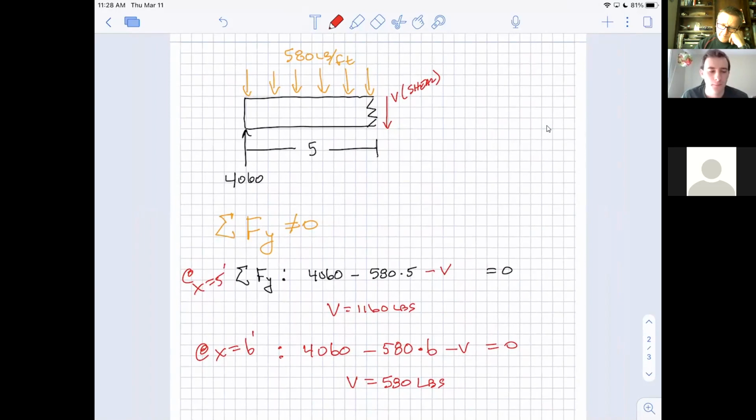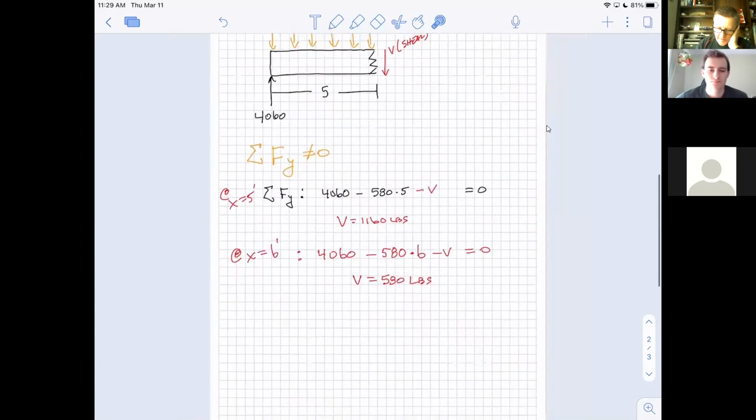Well, the further we go this way, don't we get more weight above, which is helping resist the 4,060 that's pushing up? And therefore, we actually need less shear. We need less internal force to actually fix this. What happens if we go the other way?